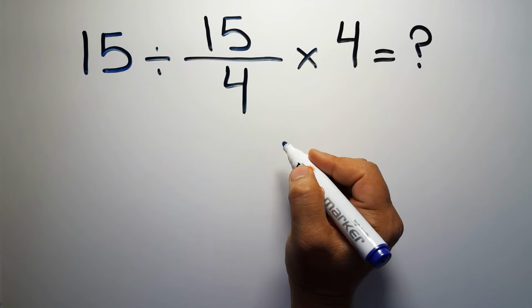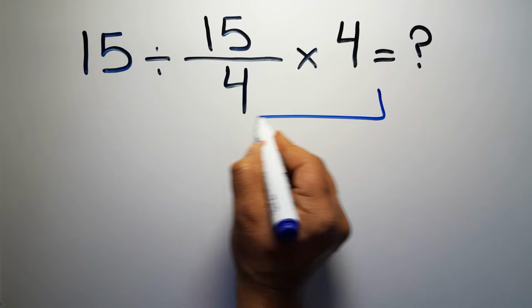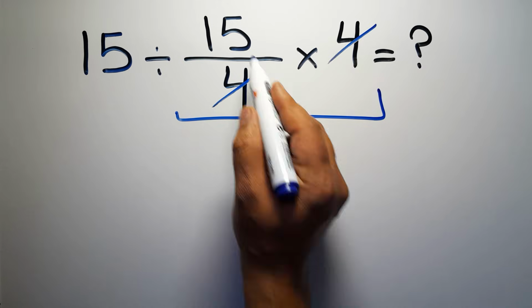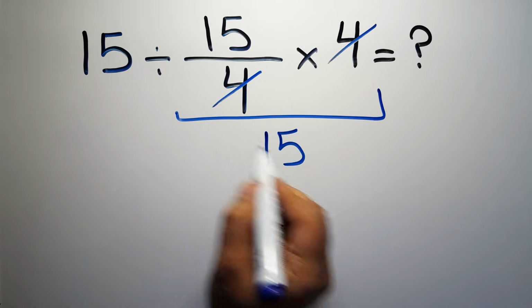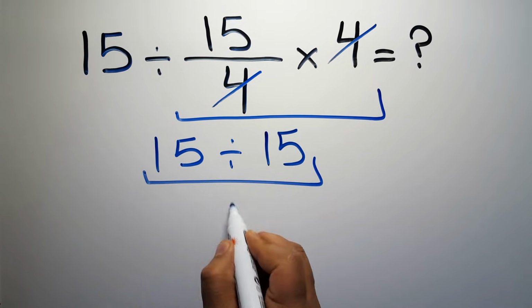First we do this multiplication. 15 over 4 times 4. We can easily cancel this 4 and this 4. So here we have just 15. So 15 divided by 15 gives us 1.